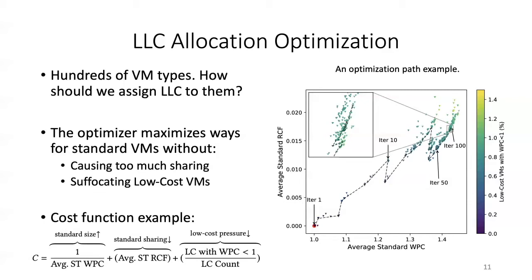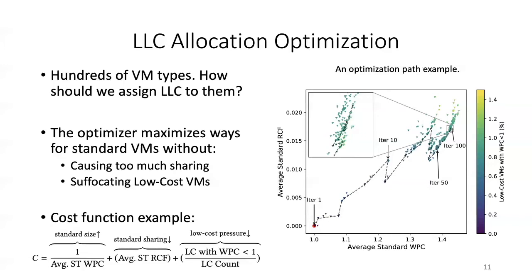Similarly, as to the current systems where each VM type comes with a certain number of cores and a certain amount of memory. So here what we look at is the distribution of VMs, and we look at the real traces, and we have this optimization platform that starts and explores giving more or less ways to each VM category and tries to minimize the cost function. You can see the example cost function. The goal is to increase the allocation for standard VMs and reduce any amount of competition between those, and also make sure that there is not a lot of pressure on the low-cost VMs.